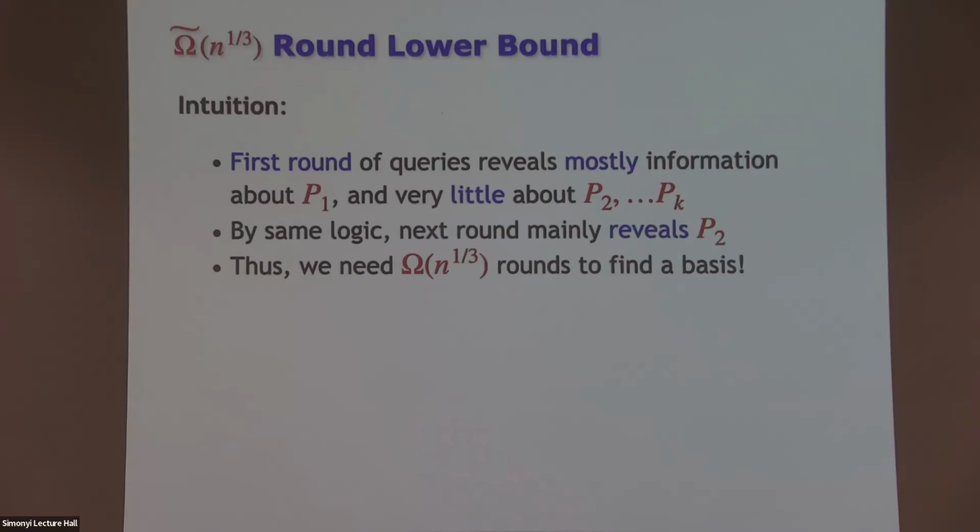And by the same logic, you just want to iterate this argument and say that in the next round, you basically only learn p2, and in the round after that, you basically only learn p3 and so on. And because our original instance had n to the 1/3 many different parts, this should tell you that maybe you should expect that the algorithm requires omega n to the 1/3 many rounds to find a basis of this set of partition matrix.